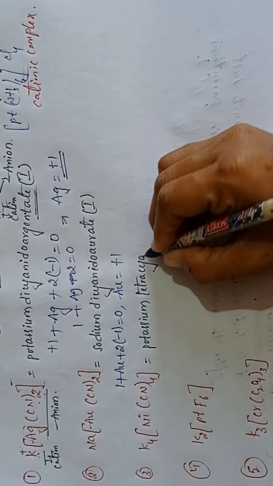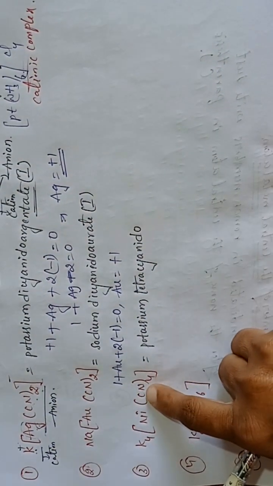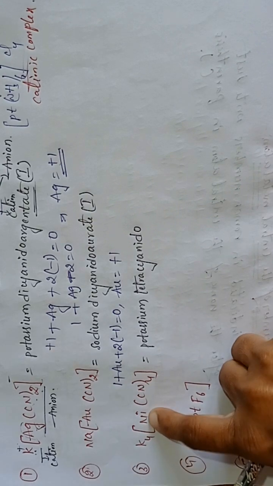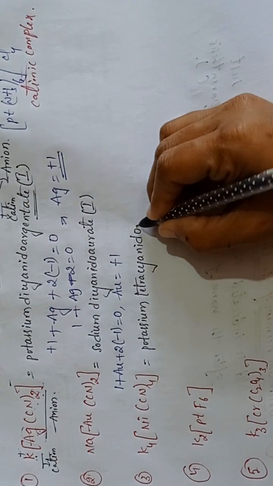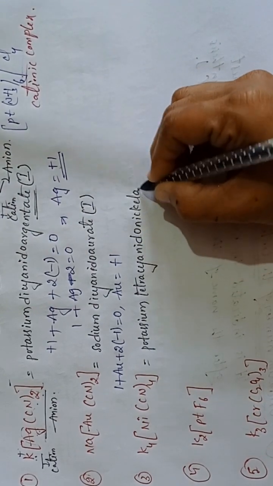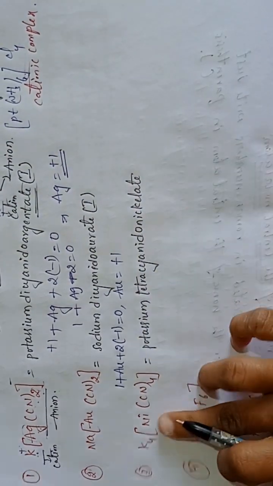CN is nothing but cyanido. Clear? So number of ligands over, name of the ligand over. Next, name of the central atom. Name of the central atom is nickel, nickelate. Clear? Nickelate. And oxidation number of the central metal atom.